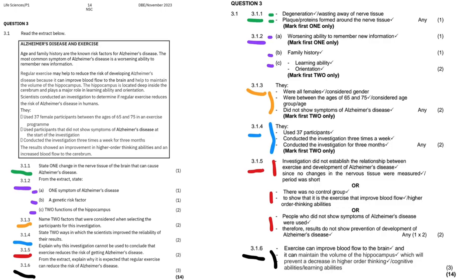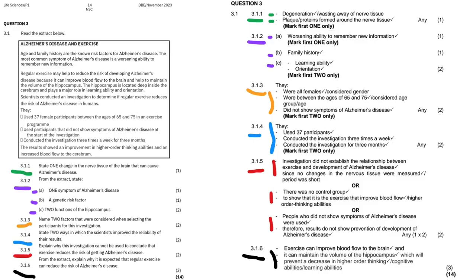Question 3.1.4. State 2 ways in which the scientists improved the reliability of their results. They used 37 participants. They conducted the investigation 3 times a week, and they conducted the investigation for 3 months. You only are required to give 2, and the first 2 that you give will be marked.